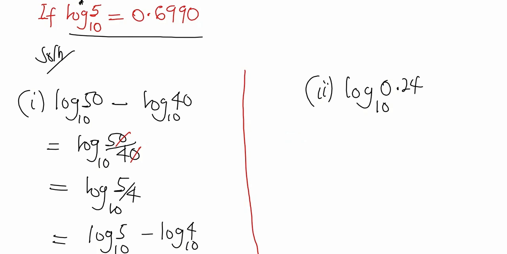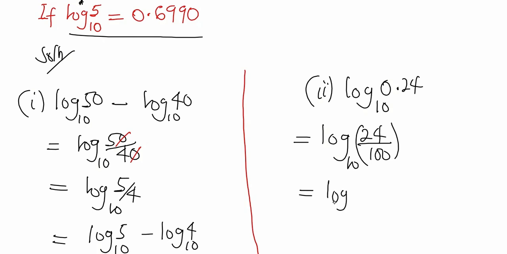At this point it can be written as the logarithm of 24 divided by 100 base 10. Now if that's the case, then we can expand by writing it as the logarithm of 24 base 10 minus the logarithm of 100 base 10.